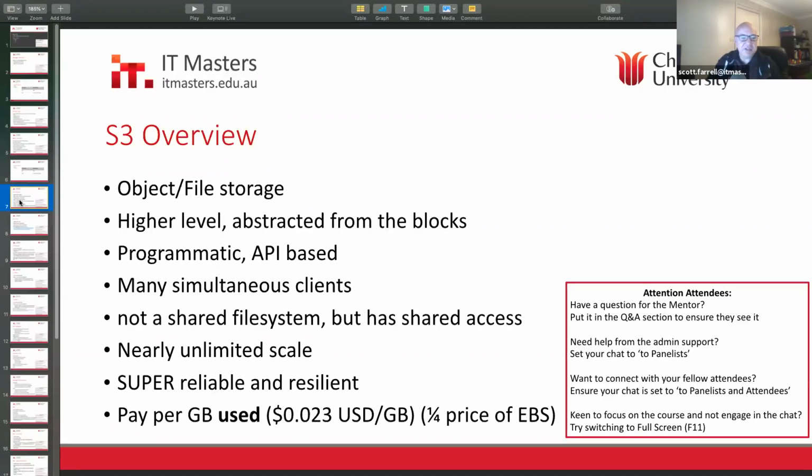So if you've got any questions where it looks like a file and it needs to be resilient or reliable, obviously they're trying to point you towards S3. And you pay per gigabyte used, and it works out to about a quarter of the price of EBS. Remember, we're not always trying to save money, but if it's six of one, half a dozen of the other where you put the file, maybe S3 is the go because it's much cheaper.